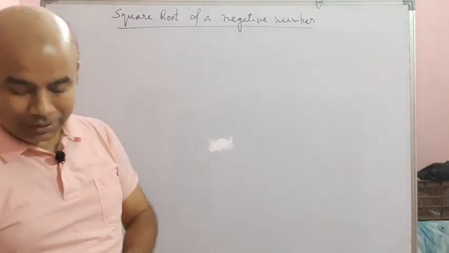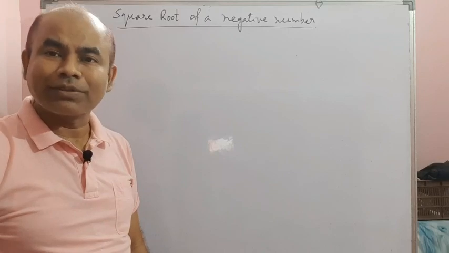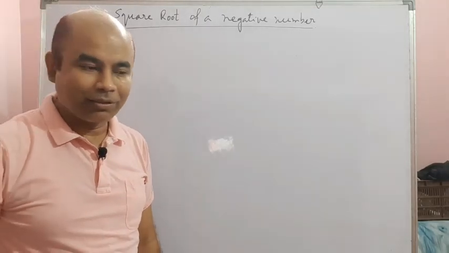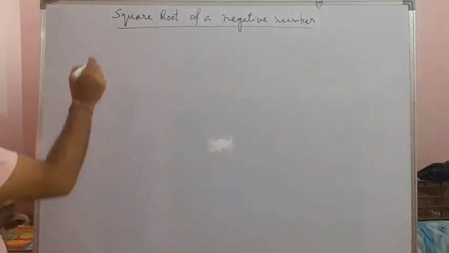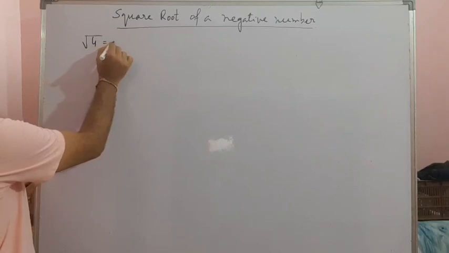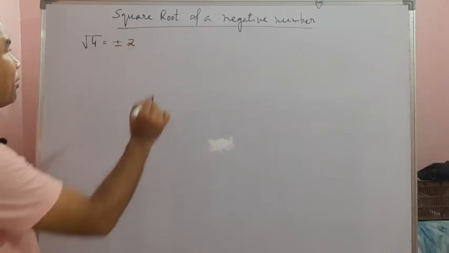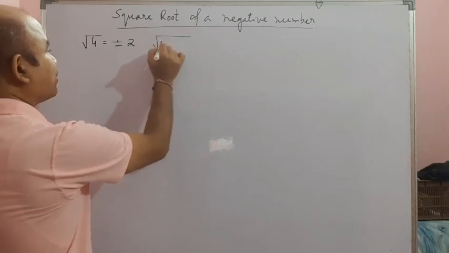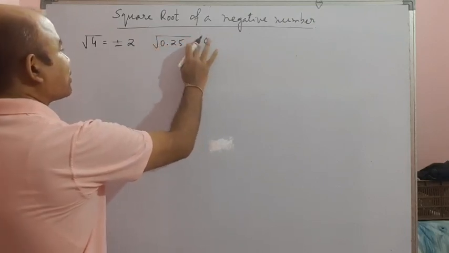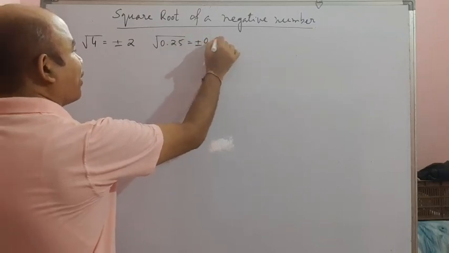To discuss this topic, let me first start with the square root of some positive number. You know that if our number is a perfect square, say 4, then what is its square root? You'll get a rational number, plus minus 2. Or the square root of, say, 0.25, you'll get a rational number, plus minus 0.5.